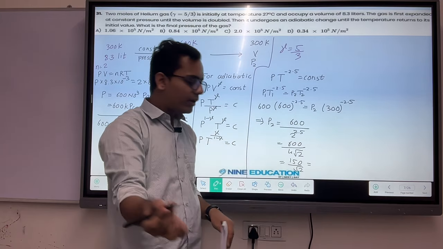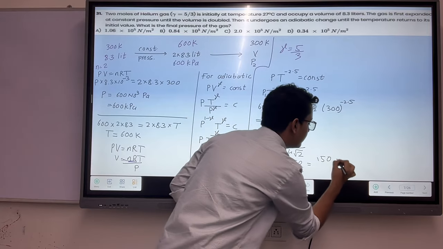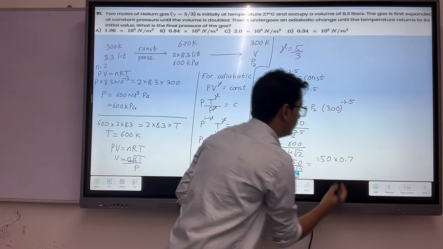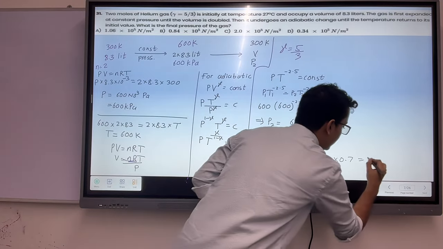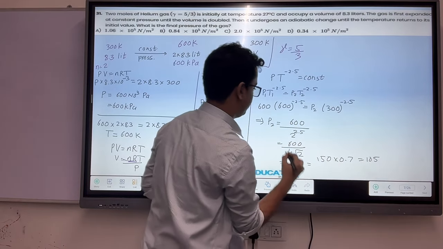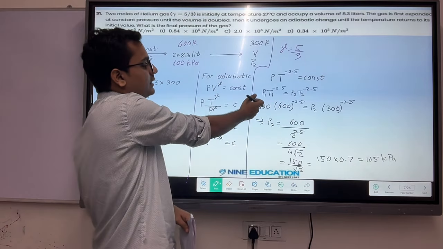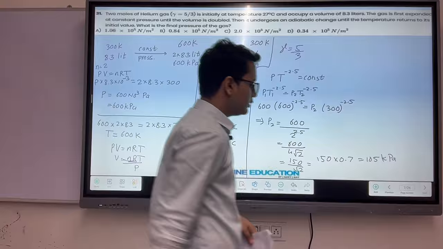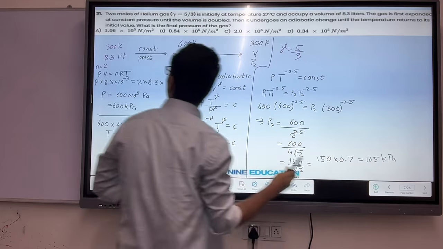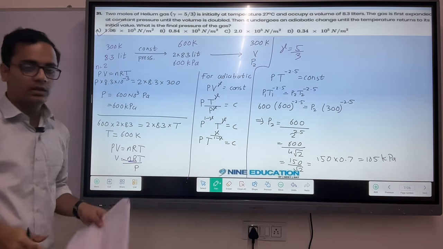So you know that 1 by root 2 value is 0.7. Okay, so this is approximately equal to 105 kilopascal. So everything here, this 600 is in kilopascal, hence the final answer will also be in kilopascal. So 105 kilopascal, the closest answer is this, option A.